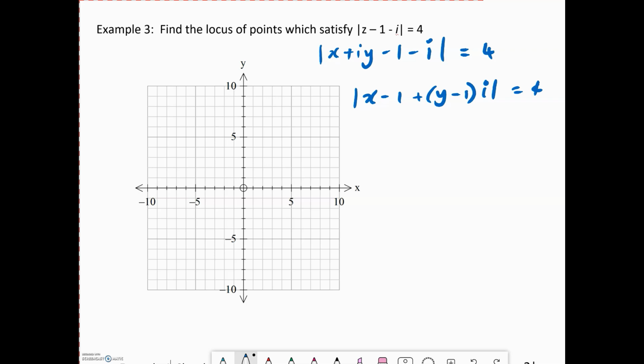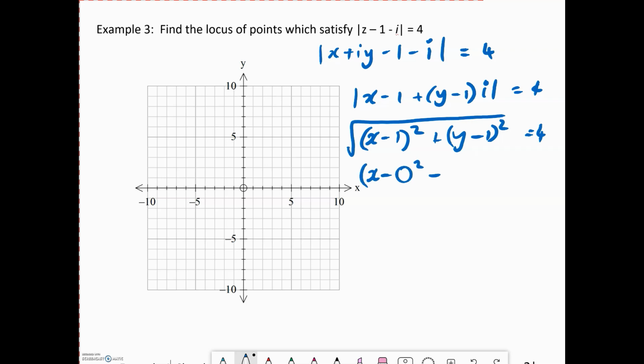So we're looking at the modulus of this complex number. So it's going to be the square root of x minus 1 squared plus y minus 1 squared, equal to 4. So squaring both sides, I have x minus 1 whole squared plus y minus 1 whole squared equal to 16. Now it looks fairly similar to the circle equation, except there's a bit of translation for our x and y.